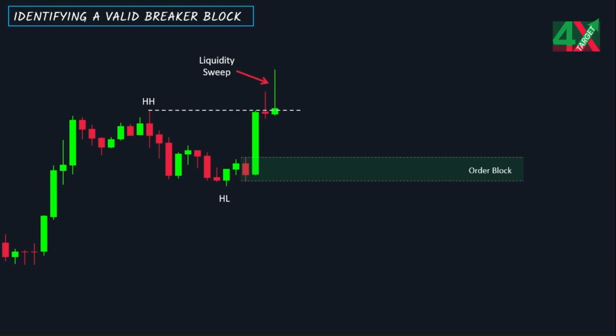The second condition is that once liquidity is taken, price must start to reverse its movements. The third and most critical rule is confirmation through candle close. In a bullish market, a breaker block is only valid when price breaks and closes below the recent swing low. A simple wick or temporary penetration is not sufficient.